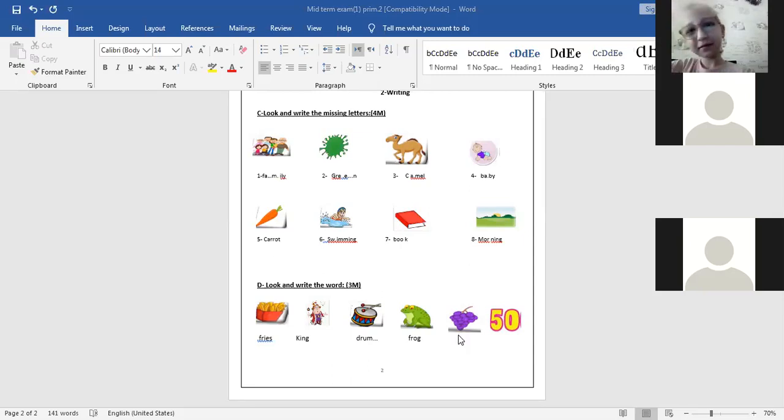Let's see, Malik. Hi, Malik. What can you see here? Strawberry. It's not strawberry. There is no purple strawberry in the world. Just look at the picture again and tell me what it is. It's a kind of fruit. Grapes. Grapes, thank you so much.